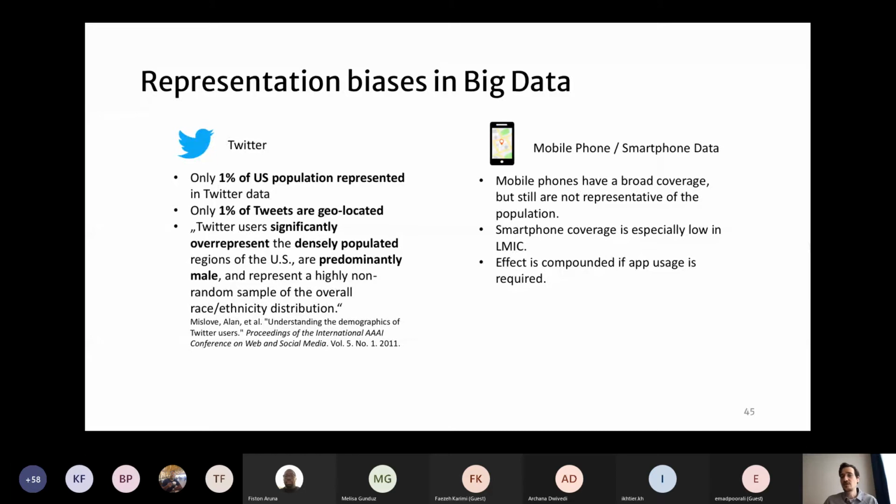And the same is true for mobile phone or smartphone data. With mobile phones, you do have a broad coverage, but still they are not representative of the population. And with smartphones, this problem is even compounded, especially if it's tied to the usage of a specific app. And this can become particularly problematic in low and middle income countries, for example.